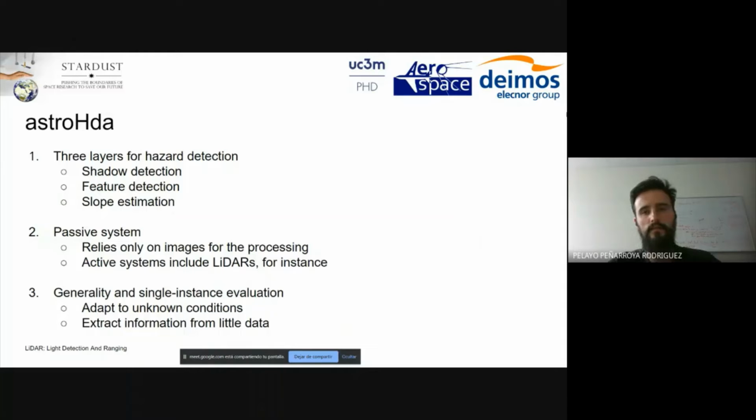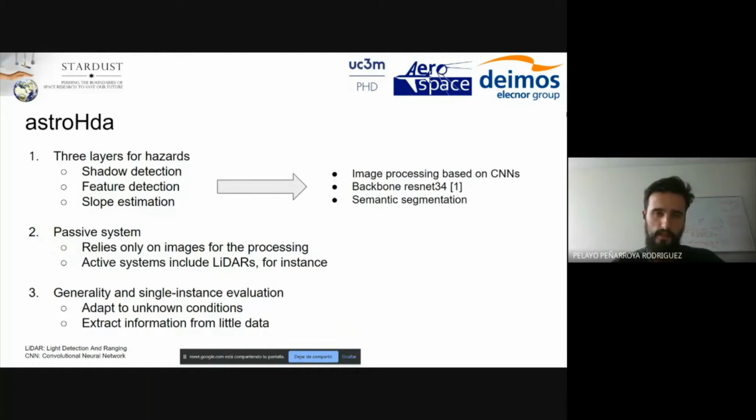The key feature of Astro HDA is that we want a system that's able to generalize and evaluate from single instance image acquisition. This is better to adapt to unknown conditions and also to extract information from little data. The layers that we use for the hazard detection are based on image processing techniques, based on convolutional neural networks. The results I'm showing you today are using the ResNet34 as backbone, and the technique I'm using is semantic segmentation.